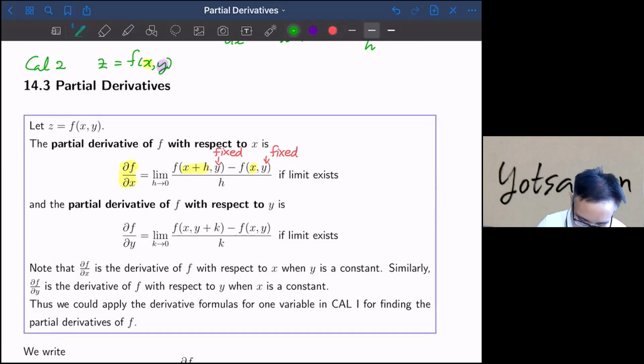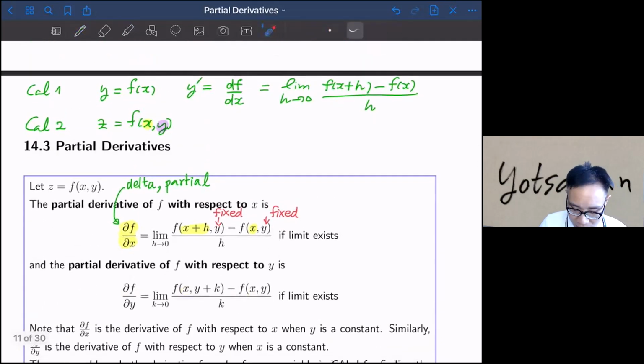Some people call this symbol delta, some people call it partial. Some people call this the partial of f with respect to x. However, I'm gonna just say d, so it's gonna be just df dx. The pronunciation turned out to be the same as the letter d.